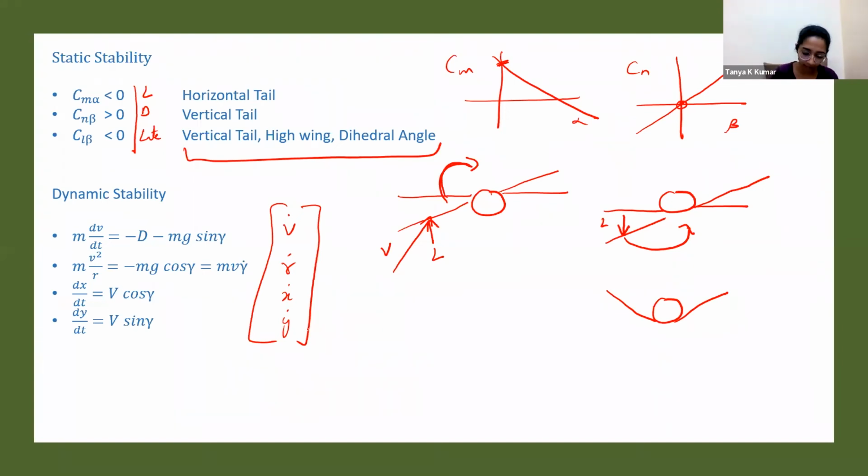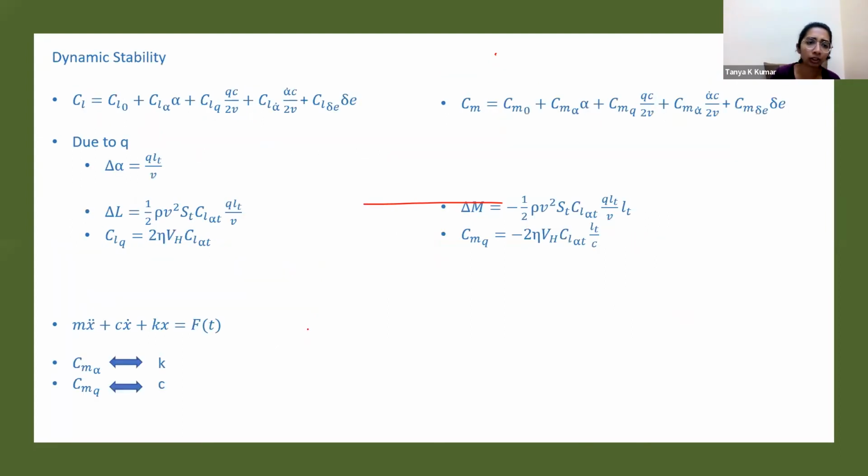How do we solve this? These are simple ODEs. We assume some initial condition and solve it numerically. Okay. Now we go on to forces and moments for an aircraft. That was a point mass. This is for an aircraft.